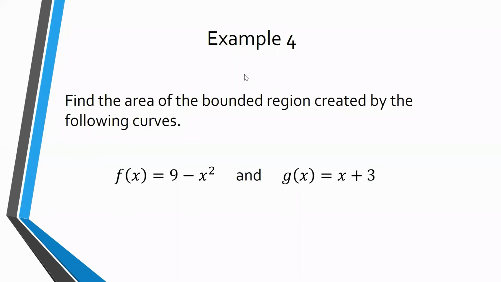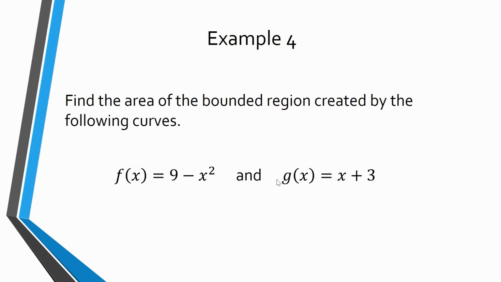Not every region is going to be bounded by 4 curves. Some regions may be bounded by 3 curves, and some regions can even be bounded by 2 curves. In example 4, we say find the area of the bounded region created by the following 2 curves, f of x equals 9 minus x squared, g of x equals x plus 3. We want to find the area bounded by those two.